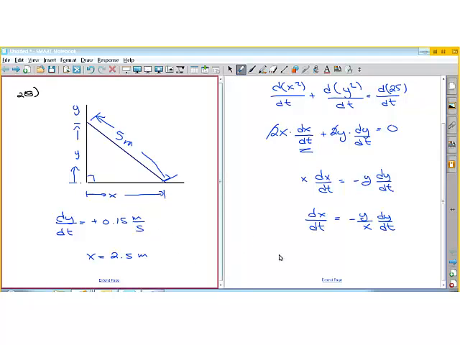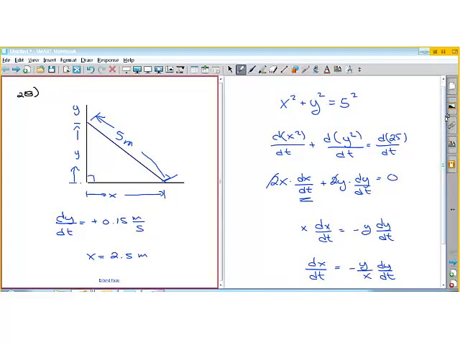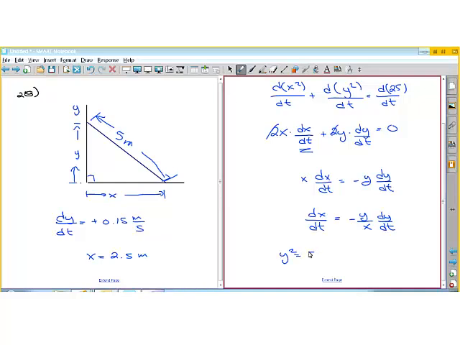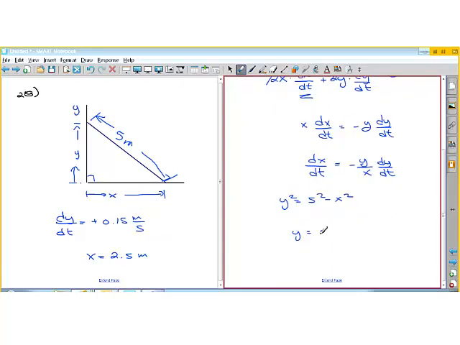We can use the original Pythagorean theorem, not the one after we take the derivatives. That one there: x squared plus y squared is 5 squared, therefore y squared is 5 squared minus x squared, or y is equal to the square root of 25 minus x squared. And we take the positive root. Mathematically we'd say it's plus or minus, but in reality it is positive because it can't have negative lengths, just like you can't have negative time. Okay, so 2.